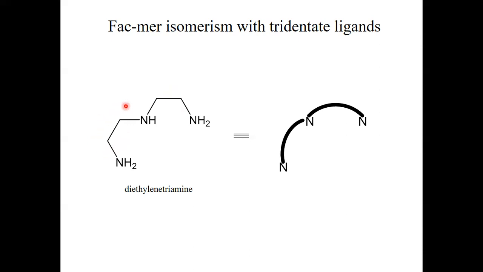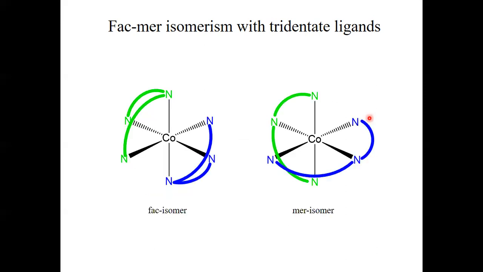So in coordination chemistry, for clarity reasons, often only the donor atoms of multidentate ligands are shown that are then connected just by a bent line, as it's shown here, and we will use that kind of symbolism in the future for clarity reasons. So what FAC-MER isomers could we make with this ligand?